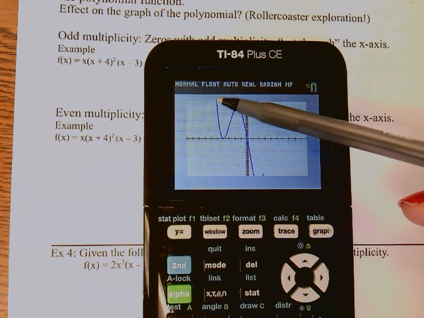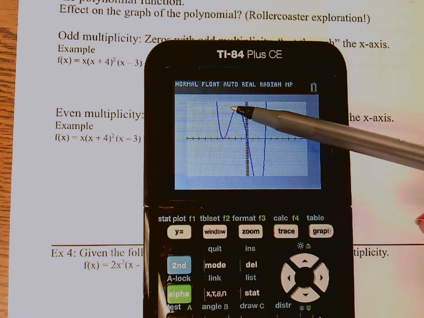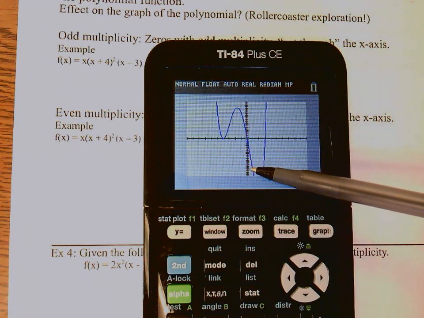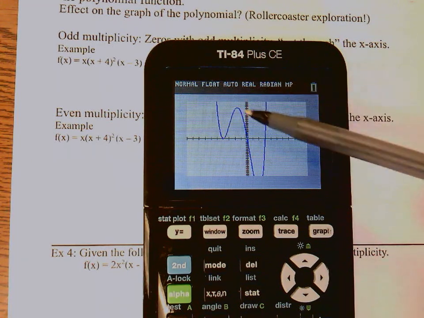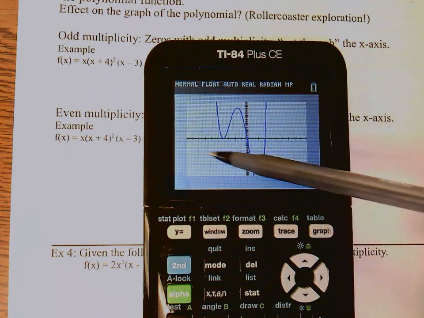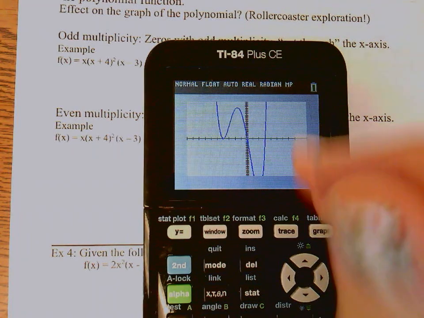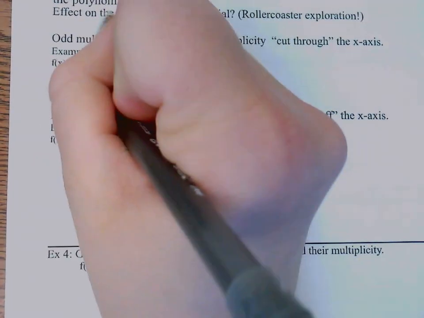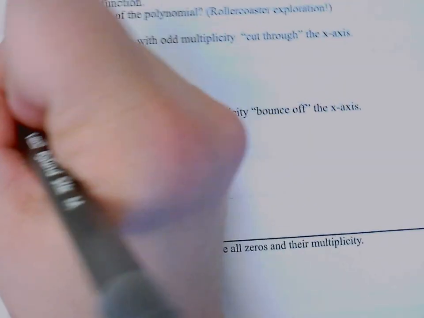So it comes down to the x-axis, and then what happens? It bounces off, goes up to a turning point, and then it cuts through the x-axis, comes down here to a turning point, and then comes back up through the x-axis. So we're going to be able to start sketching this graph using our end behavior and our x-intercept multiplicity without using the graphing calculator. What are my x-intercepts? So I have 0, negative 4, and positive 3. Would you agree those are my x-intercepts?